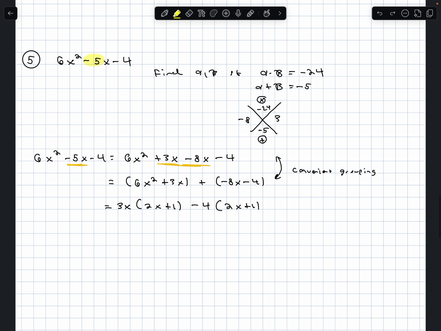Why is that convenient? Because now I can factor out a 2x plus 1 from each of these groups. 2x plus 1 is a factor of both of these. So this is the same thing as 2x plus 1 times 3x minus 4. So this is a complete factoring.